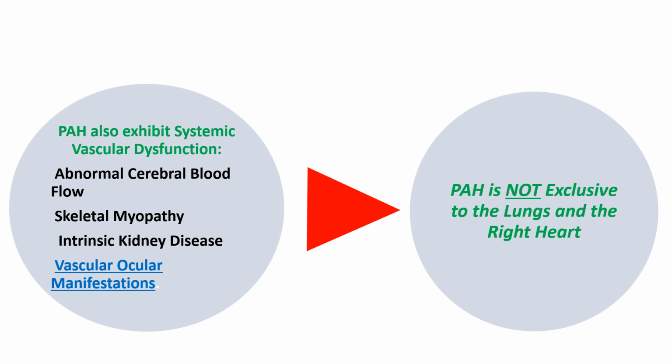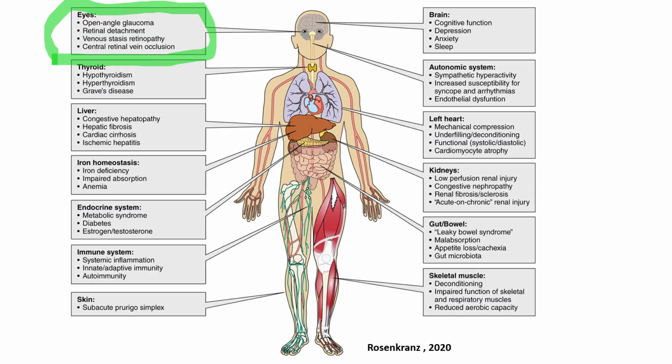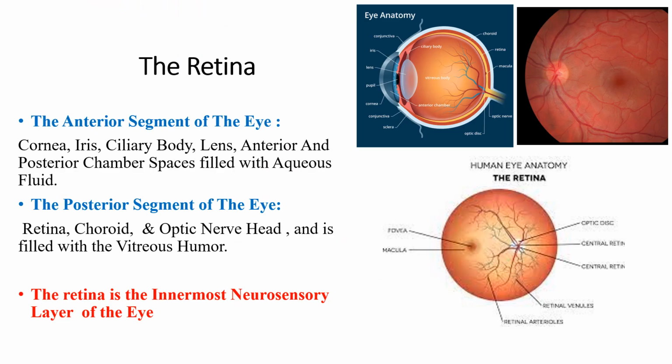PAH also exhibits systemic vascular dysfunction such as abnormal cerebral blood flow, skeletal myopathy, intrinsic disease, and vascular ocular manifestations. So it is not an exclusive disease to the lungs and right heart only. As we see in this diagram, there are many system affections, and in my topic I am concerned with the eyes and mainly the retina.